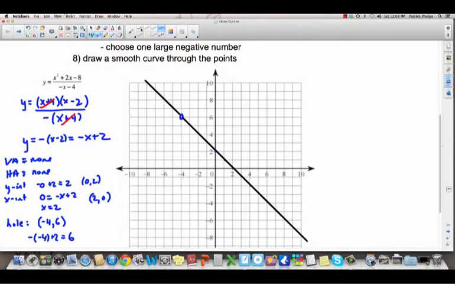So we'll throw some arrows on the end of that, and that is our graph right there. It's just a linear function, but there's no point right here. Why is there no point right there? Because if you plug -4 into the denominator here, you end up with a denominator of 0. You can never have a denominator of 0.